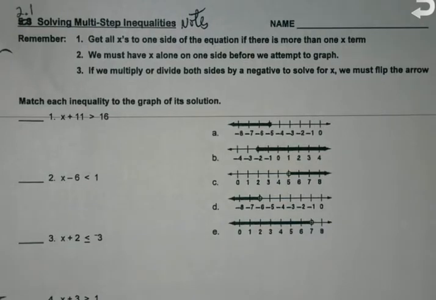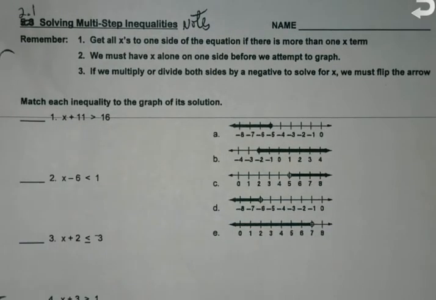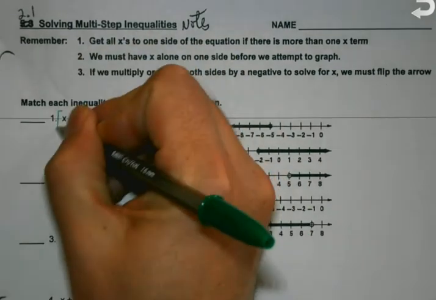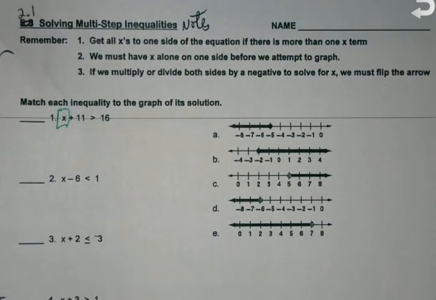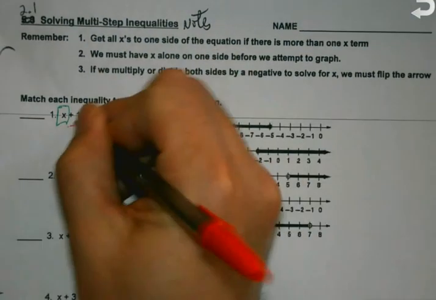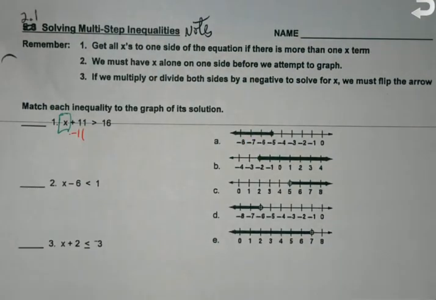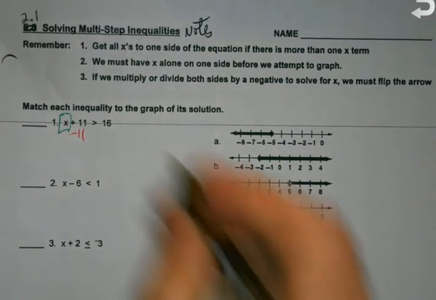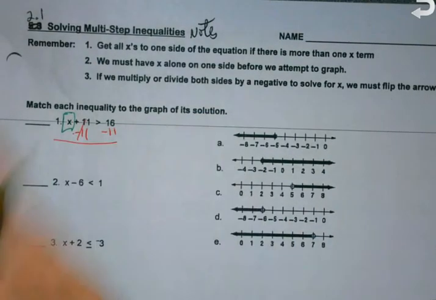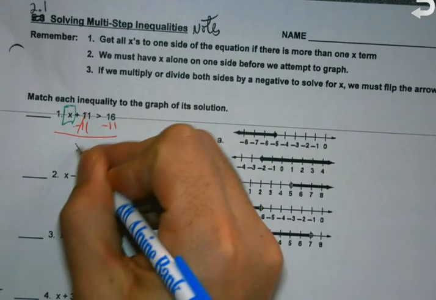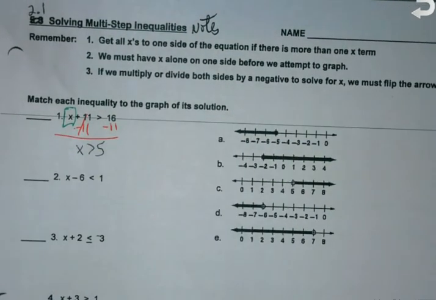So, for instance, if I was doing number 1, what's my one step to isolate x? Minus the 11, okay? So once we minus that 11, okay, x is greater than 5.